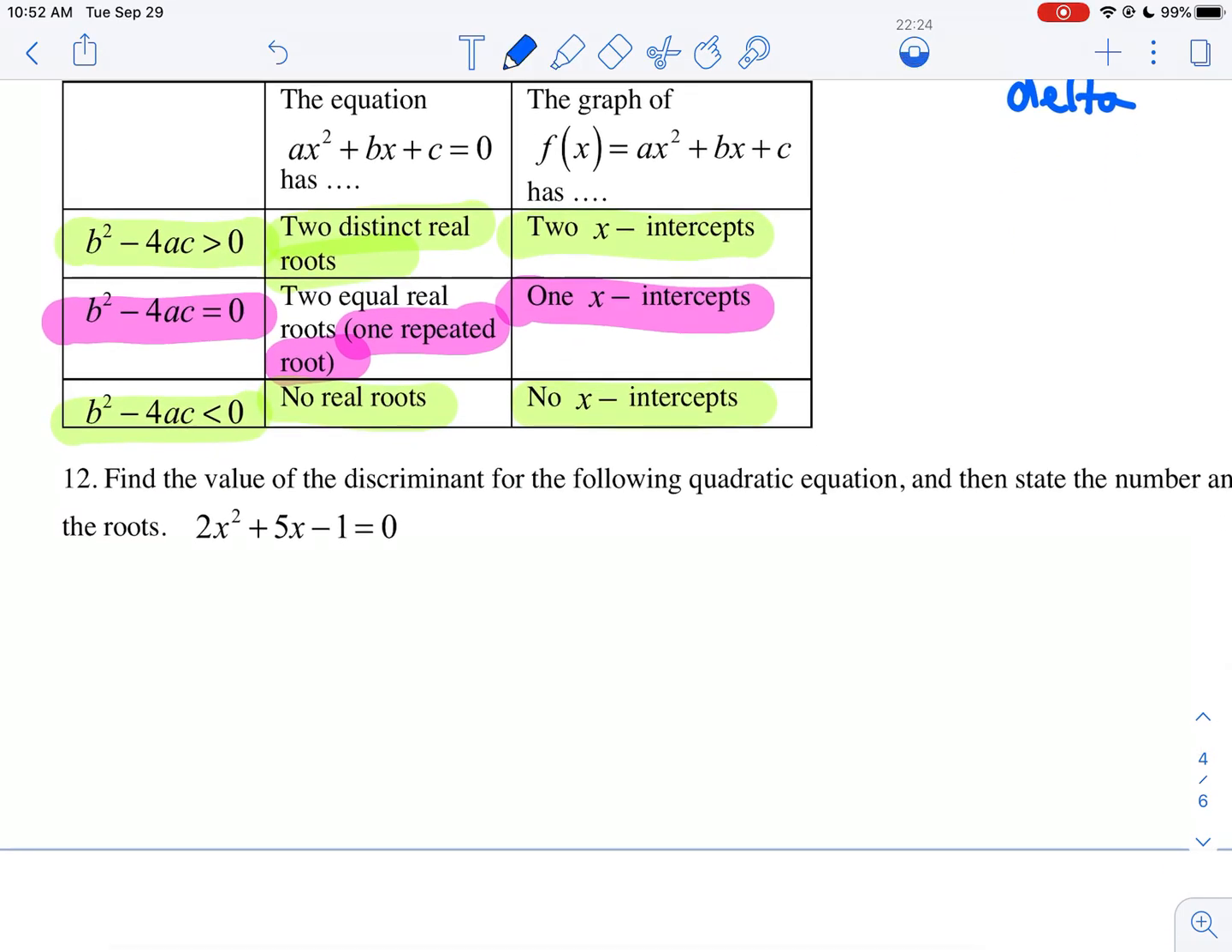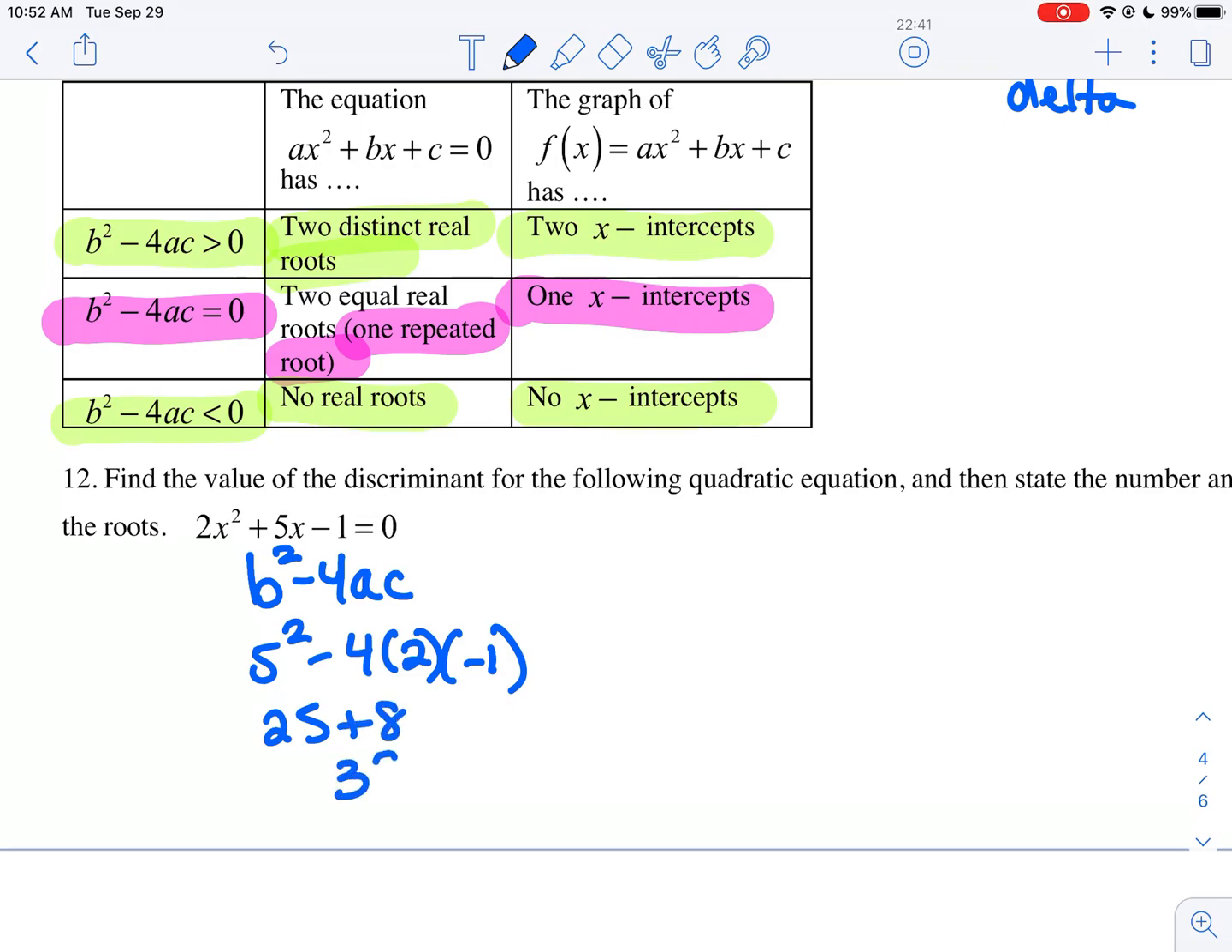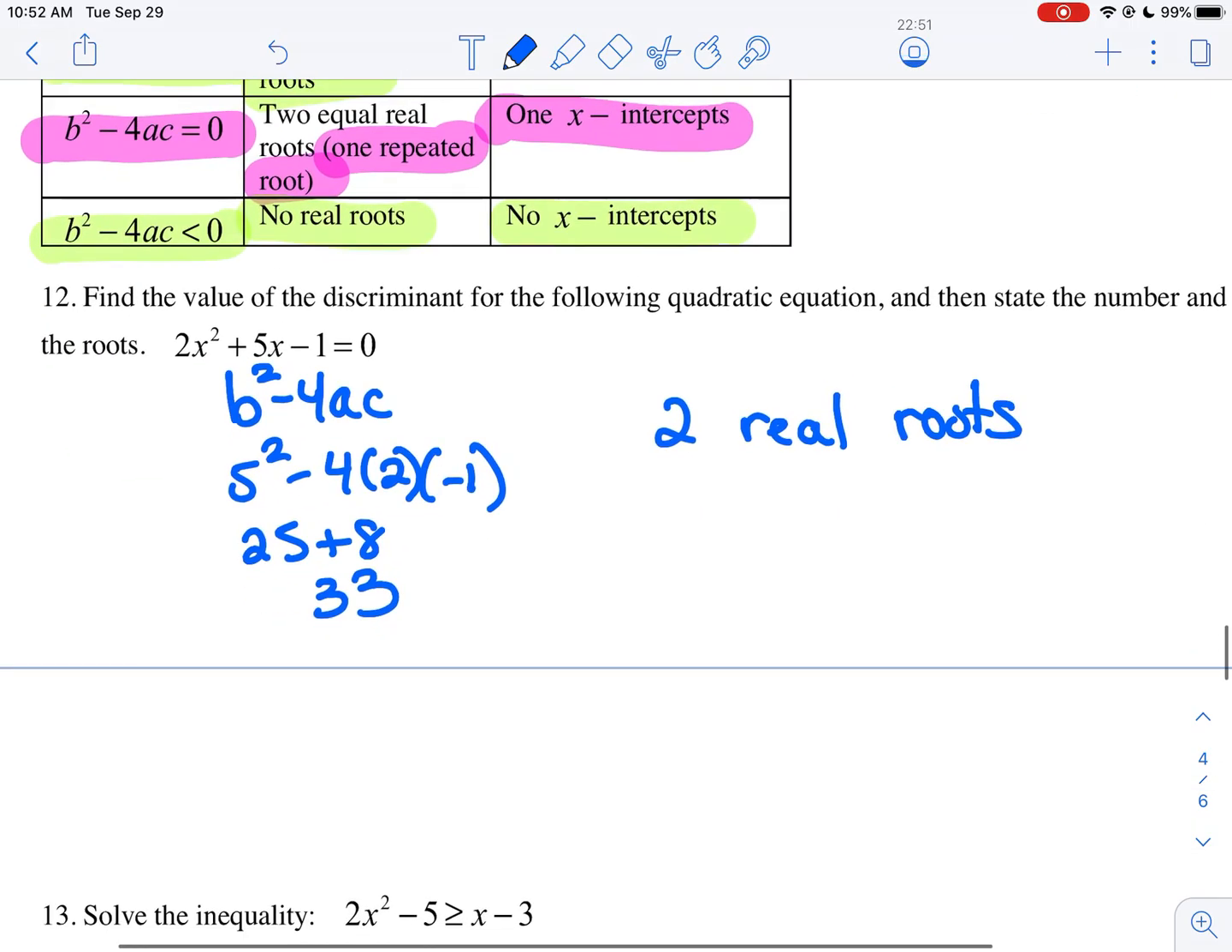All right, so number 12 says find the value of the discriminant for the following quadratic equation and then state the number and nature of the roots. So we're going to do b squared minus 4ac. So it's 5 squared minus 4 times 2 times negative 1. So the discriminant is 33, so there are two real roots. Okay, two real roots.